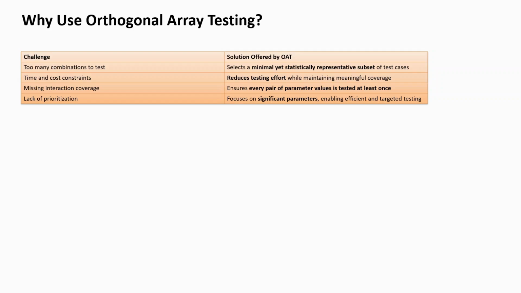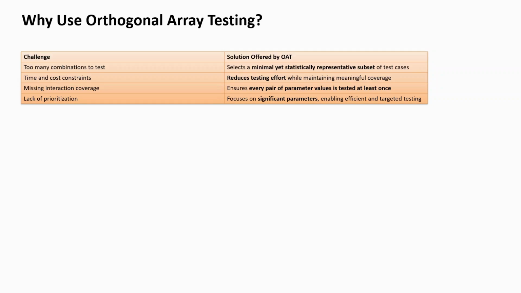Time and cost constraints. We know that the orthogonal array technique is going to reduce the number of test cases significantly. Fewer test cases means less time and fewer resources spent. All these things are done without sacrificing quality and test coverage. Lack of prioritization. The orthogonal array technique basically focuses on significant parameters, enabling efficient and targeted testing.